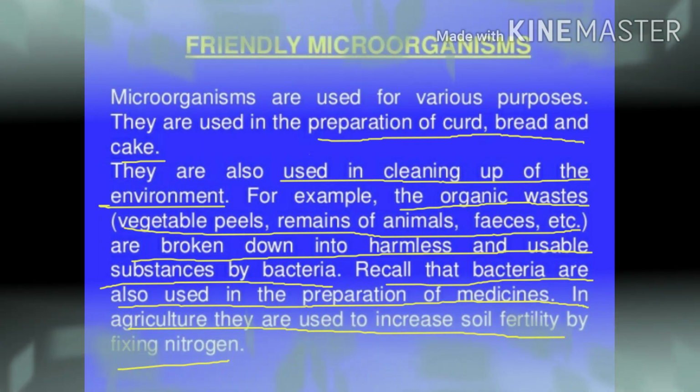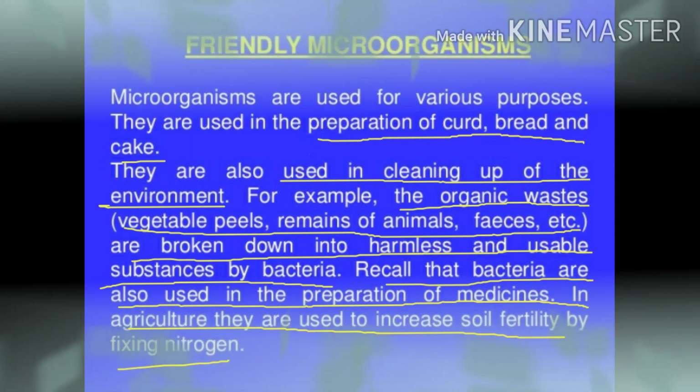For example, organic waste, vegetable peels, remains of animals, feces, etc. are broken down into harmless and usable substances by bacteria. Recall that bacteria are also used in the preparation of medicines. How are bacteria used in the preparation of medicines? Some bacteria are used to produce antibiotics, vaccines and medically useful enzymes. Most antibiotics are made by bacteria that live in soil, that you will study in higher classes.